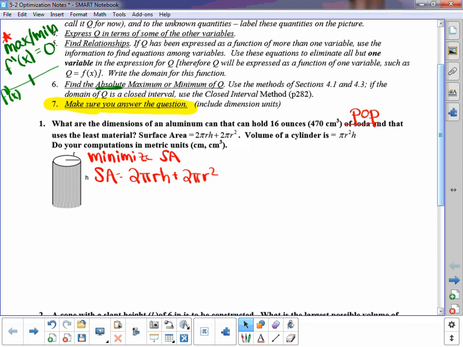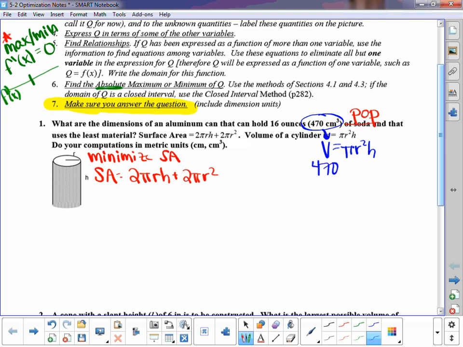Very good. So here they actually gave us our other equation. It's not always going to be given to us. Sometimes we have to think about what we know with the problem and bring in that second equation. So we're going to introduce our second equation, which is volume is pi r squared h. And as Nick said, in this particular problem, what must our volume be? Yeah, 470 centimeters cubed. Our volume has to be 470 for this particular problem.